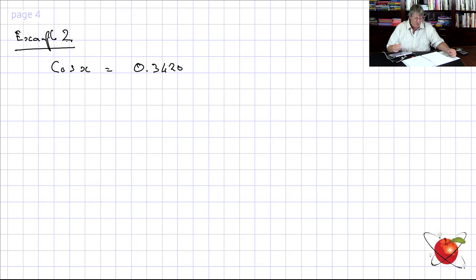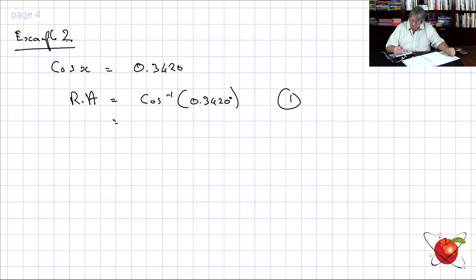Example 2. Write a 2. There we go, example 2: cos x equals 0.3420. Step 1: reference angle equals arc cos, or cos to the minus 1, of 0.3420. That gives me an angle, in this case, of 70 degrees.